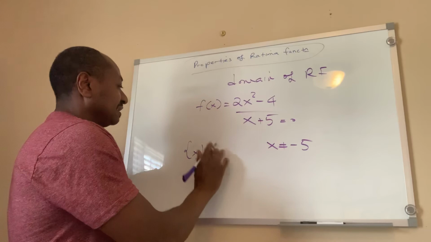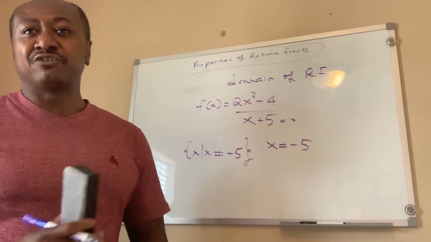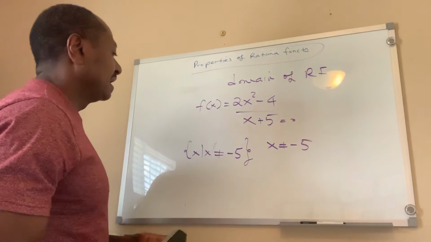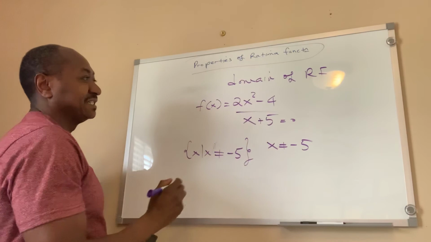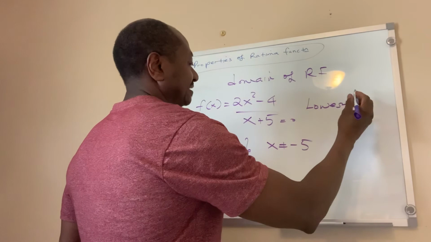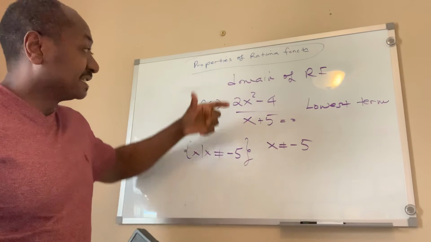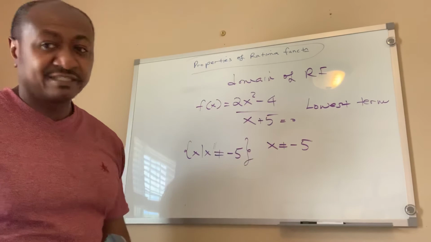This is no different from how you've been finding domains from the beginning of the semester, right? So this is how you find the domain of a rational function. You also have to make sure that the rational function is in its lowest terms, meaning that there are no common factors. If there were any common factors, you would factor them out and then cancel them out. In this case, there's no common factor. So the domain, straightforward, is x not equal to negative 5.